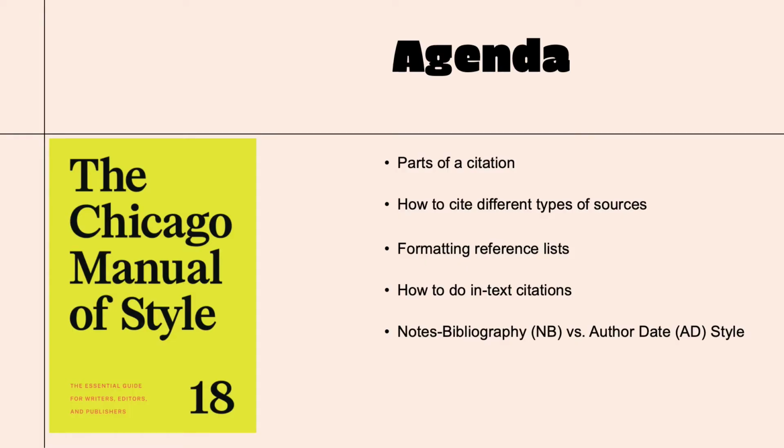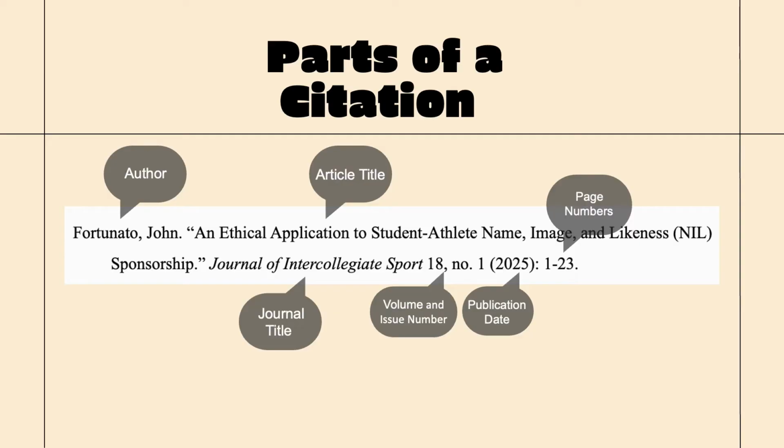Chicago has two different styles. Notes-bibliography style is used in history, literature, and the arts, while author-date style is used in the natural and social sciences. First, let's look at the different parts of a citation.